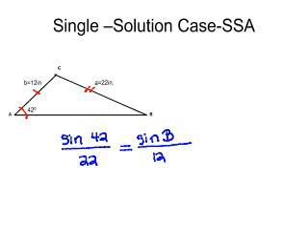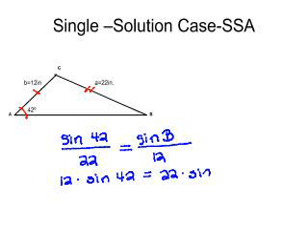Cross multiply, and this one I will show you, because this one we were looking for an angle. Actually, let's write this out. So I have 12 times the sine of 42, and that is equal to 22 times the sine of B. Because we're looking for the angle, we have to use some of those things that we learned about in the last chapter to solve for an angle.